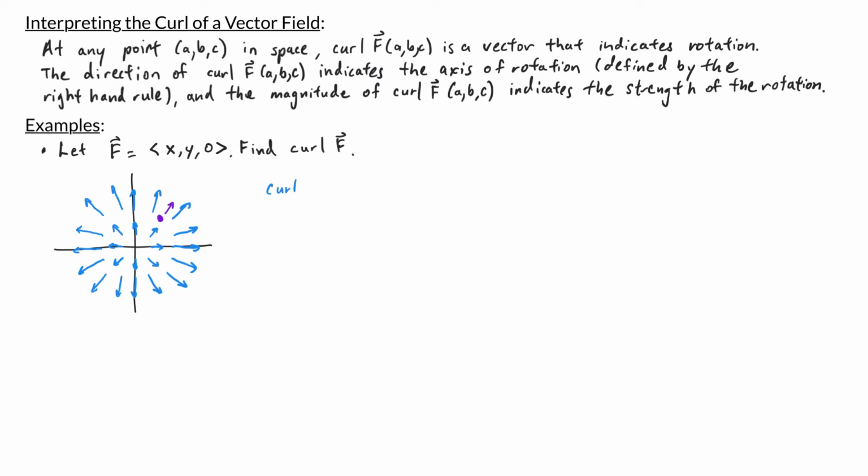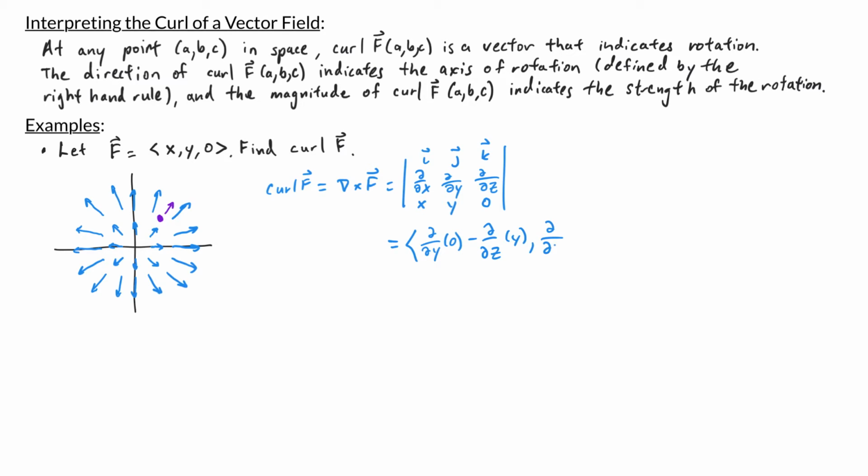The curl of f is the del operator cross the vector field f. So that's the determinant of i, j, k, partial derivative of x, partial derivative of y, partial derivative of z. Then I have x, y, and 0. The first component is the partial derivative of 0 with respect to y minus the partial derivative of y with respect to z. The second component is partial derivative of x with respect to z minus the partial derivative of 0 with respect to x. And the last component is the partial derivative of y with respect to x minus the partial derivative of x with respect to y. Notice that each of these partial derivatives is 0.